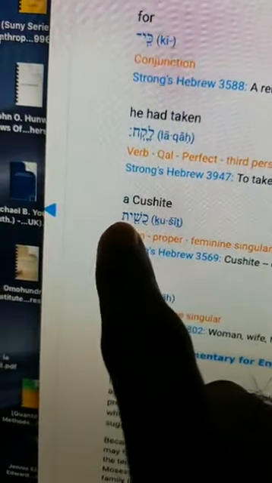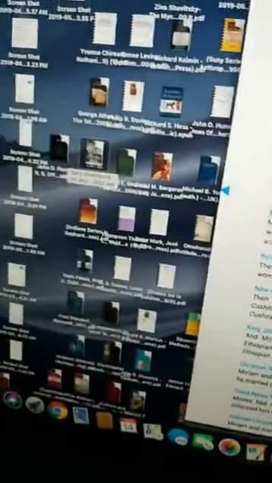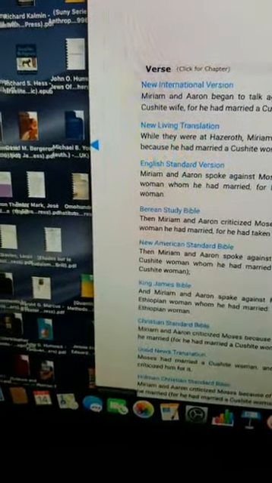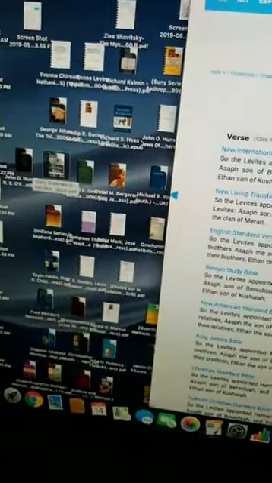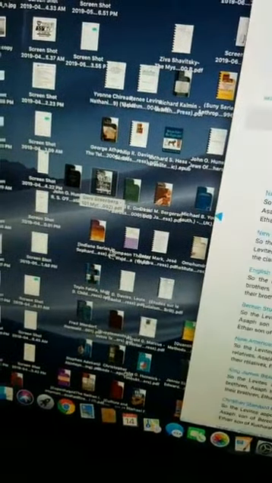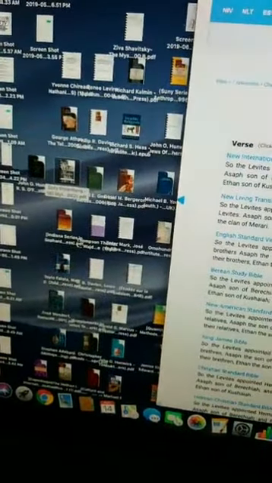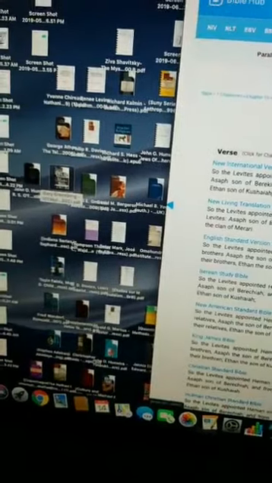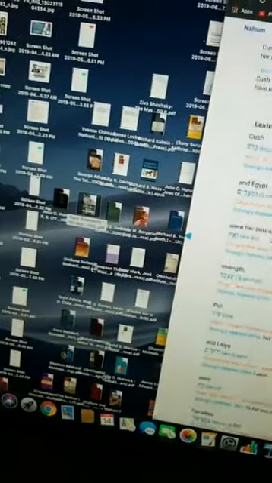As a matter of fact, let me find Kush for y'all so y'all can see Kush. K-U-S-H. Let's look at Kush. Damn, they ain't got the word Kush just by itself. Oh, man. What about C-U-S-H? See Kush? The word Kush?